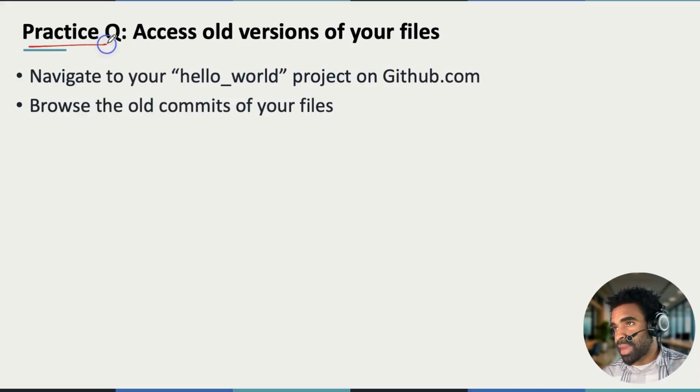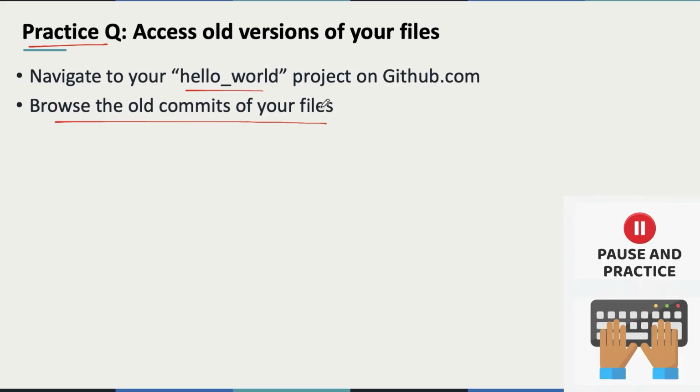Okay, so just try some practice on this one. Navigate to your Hello World repository and browse some of the old commits of your files. You don't have to revert anything, just browse them to make sure that you know where all the buttons are.